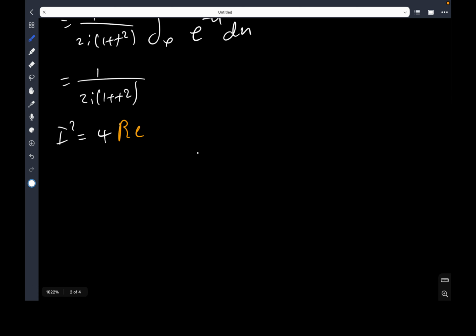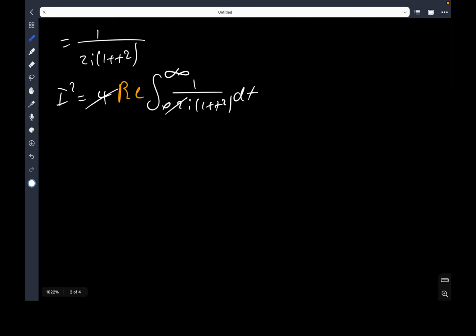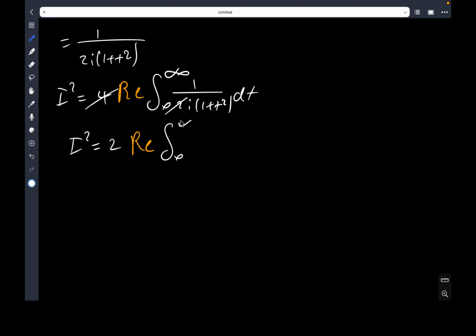the integral from 0 to infinity of 1 over 2i times (1 plus t squared) dt. Now these two are going to go away. I'm going to be having 2 times the real part of the integral from 0 to infinity of 1 over 1 plus t squared dt.